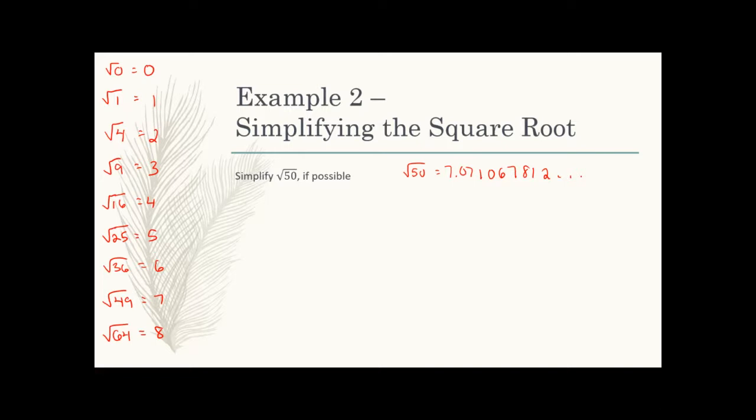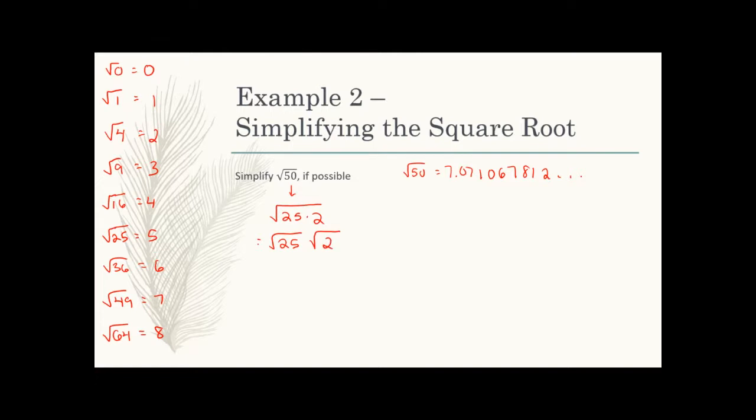And we want to split 50 up so that we can use one of these numbers that I have listed on the left, one of these square roots. So 50 is actually equal to 25 times 2. So I rewrite 50 as 25 times 2. Now I'm going to use that multiplication property and split it up as two separate square roots. So it's the square root of 25 and the square root of 2.